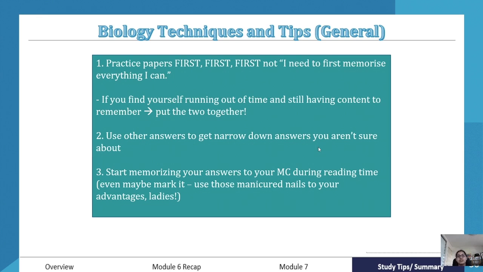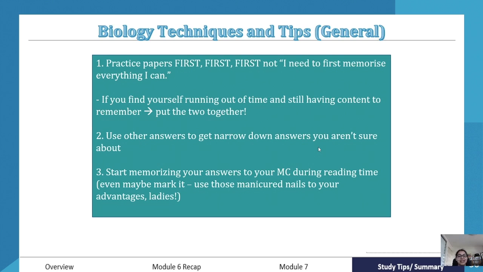For example, if I wanted to consolidate my notes, I got a question which was like, name an Australian plant, and then I just wrote my notes to it and developed an answer to it. Use others' answers to narrow down your answers. If there are answers that you aren't sure about, start memorizing them during the multiple choice, during reading time. Try to remember them as you're reading through it.